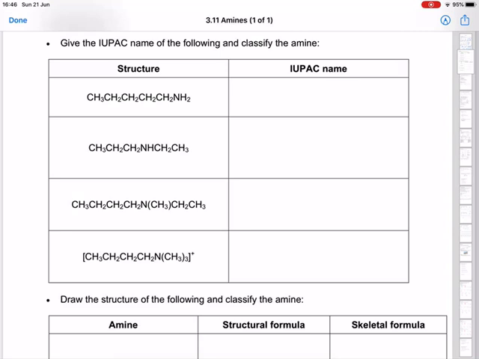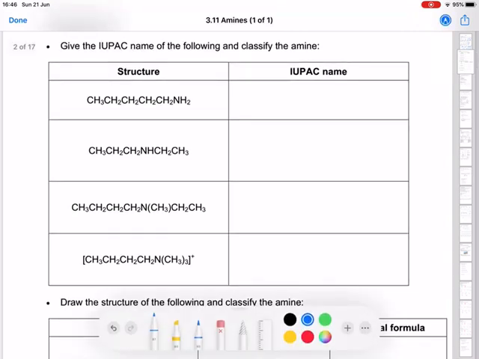So this first one here, we've got 1, 2, 3, 4, 5, which means that's going to be pentylamine. There is an alternative name for this, and sometimes it's easier to think of it in a different way. You could call this 1-aminopentane, okay? And as I say, you look at the structure and sometimes you get this with experience. Sometimes it's easier to name it that way, and other times it's easier to name it in a slightly different way.